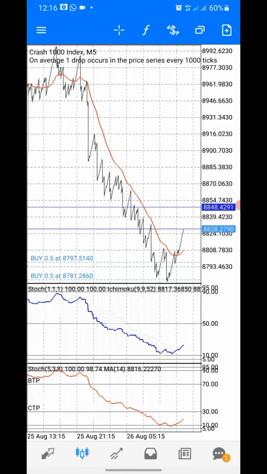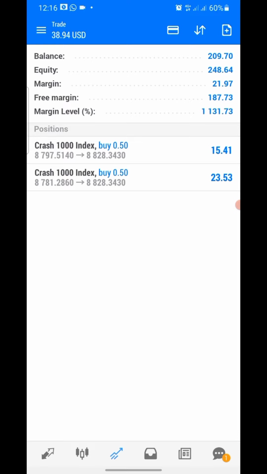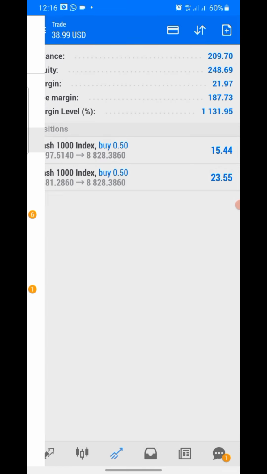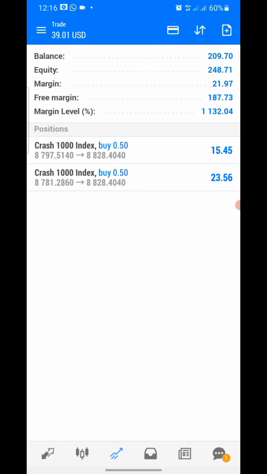Now here are the conditions for a buy market for Sin 1000. As you can see, I'm already on Sin 1000 making use of this strategy. I am on Sin 1000, and actually it's a live account. As you can see, it's a live account. So this is it, guys.